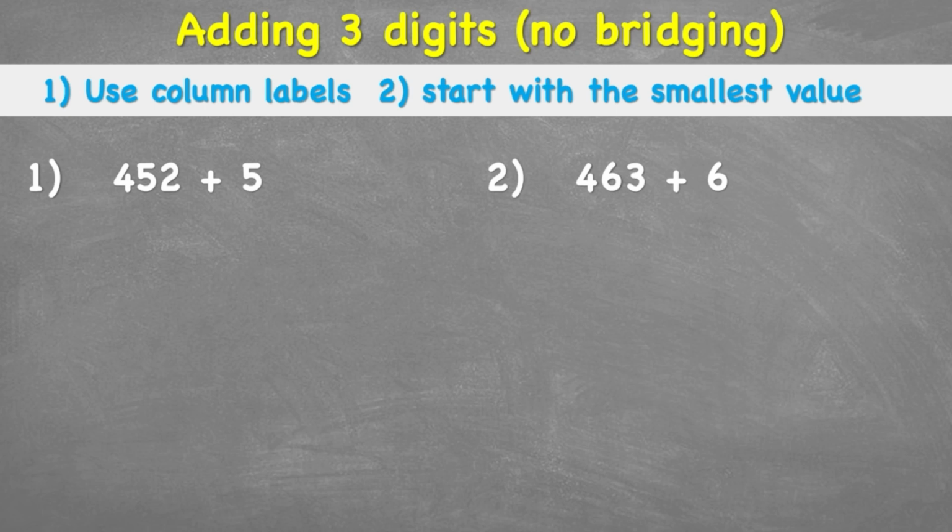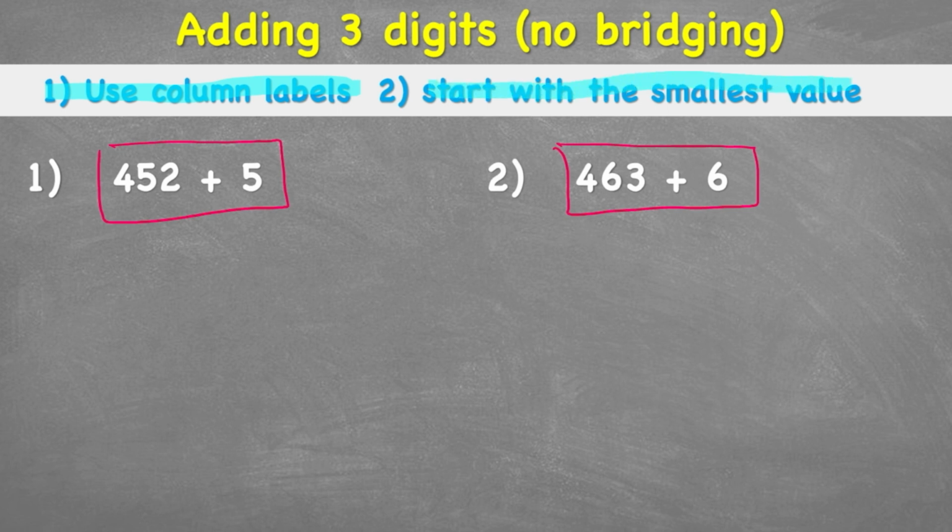Okay, so today we're going to look at these 2 questions. We have 452 add 5 and 463 add 6. And we're going to follow these steps. Our first step says that we're going to use column labels. We're going to see what that means in a minute. And step 2 says start with our smallest value.